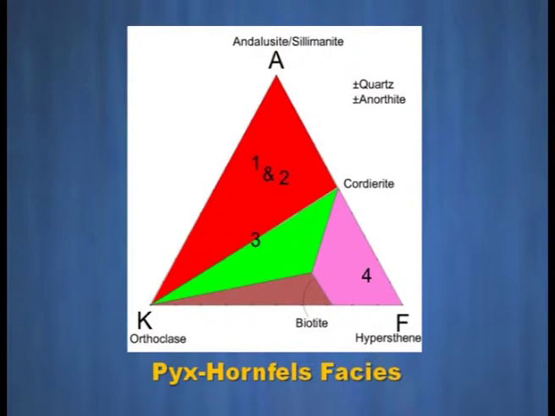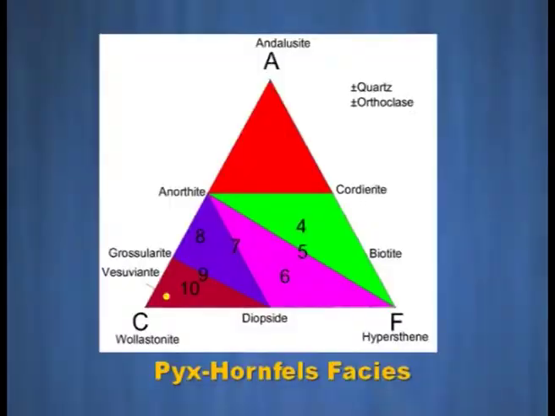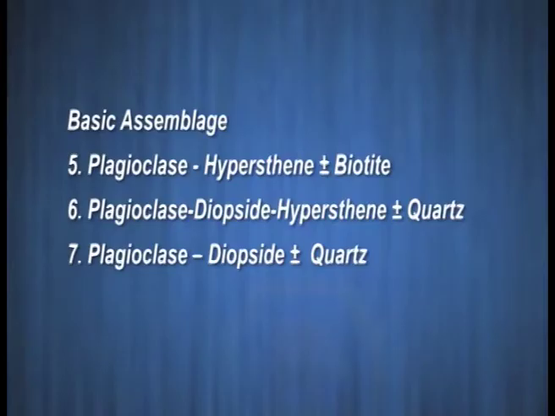First is your andalusite, cordierite, quartz, orthoclase, biotite. Second is your plagioclase, cordierite, andalusite or sillimanite, biotite. Third is your plagioclase, cordierite, quartz, orthoclase, biotite. Fourth is your cordierite, plagioclase, hypersthene, quartz, potassium feldspar, biotite.